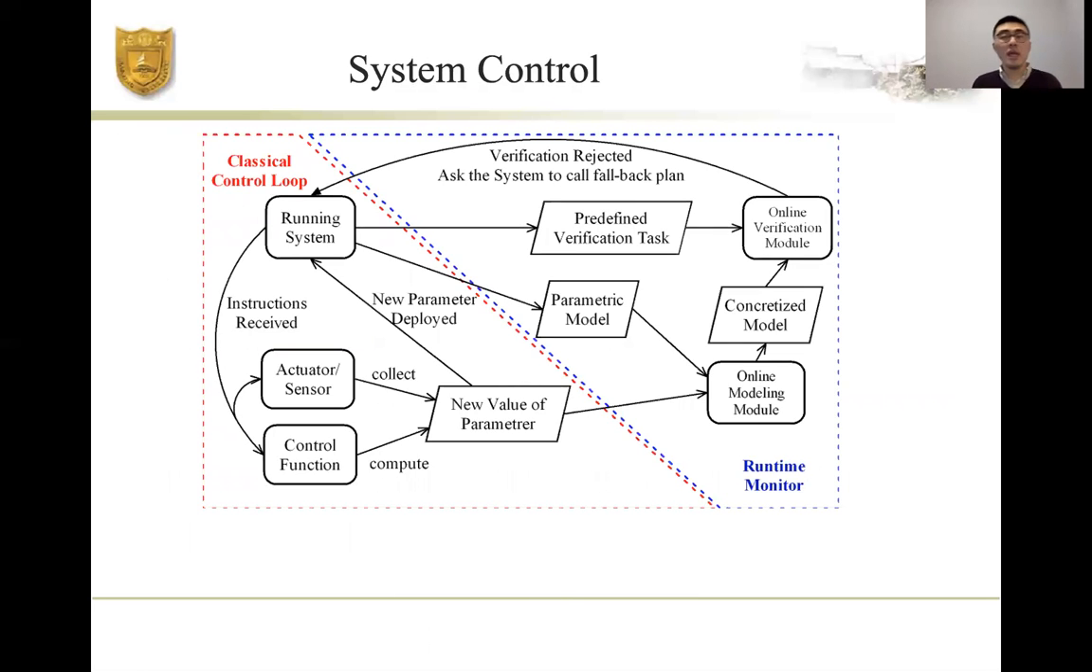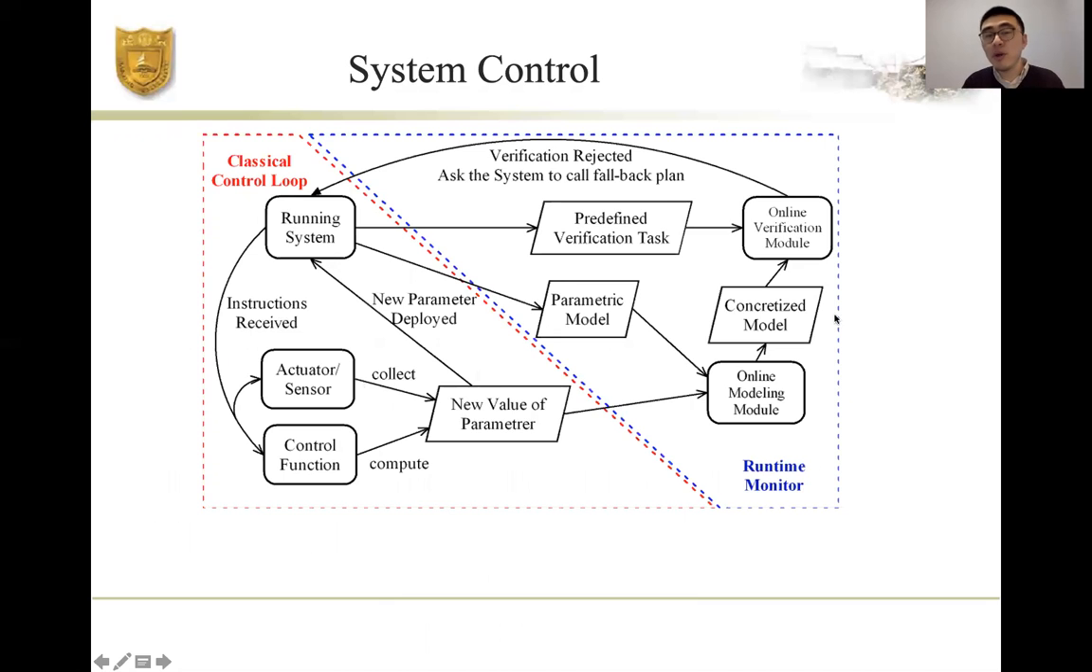Okay, here is the picture. For the classical control loop, we have a running system and we receive instructions. You either collect values from sensors and actuators, or you compute by calling control functions. Then you get a new value of the parameters, and you just deploy and use it.